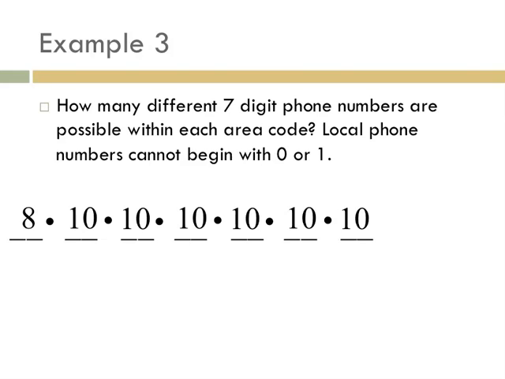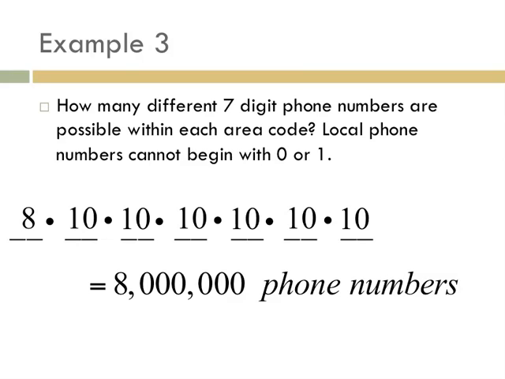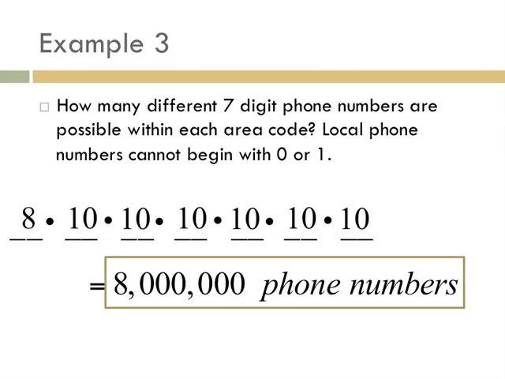All right, so now all we have to do is multiply those, and we can come up with, let's see, how many zeros that is. Looks like 6 zeros, so that would be 8 million phone numbers. Okay, so that's just the 7-digit phone number, not including the area codes. You can come up with 8 million phone numbers.